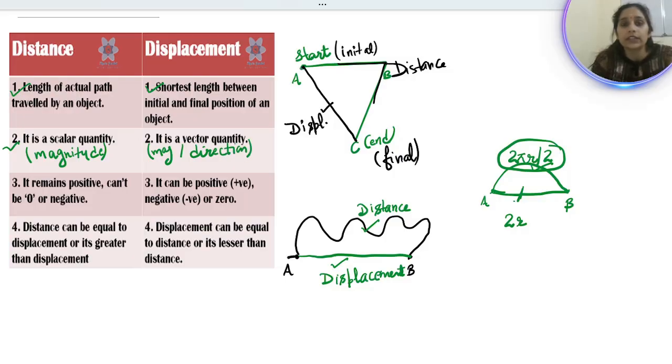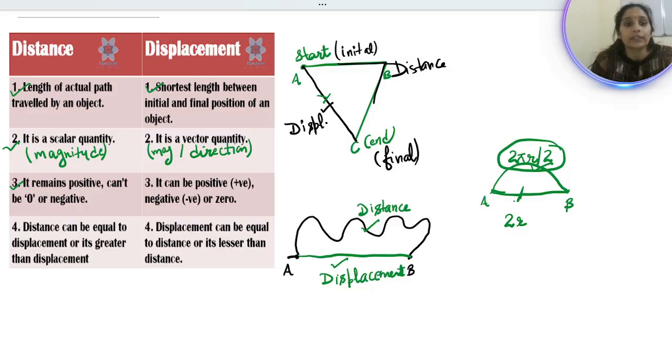Here, if we take this case, the object started from A to B, B to C. So we are only looking for the value, how much total distance has been covered. But in the case of displacement, we are looking at where the object started and where it ends. So direction matters in the case of displacement. So displacement is a vector quantity and distance is a scalar quantity.